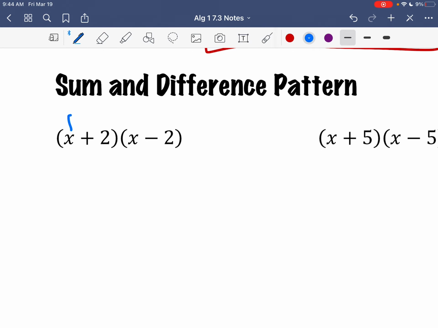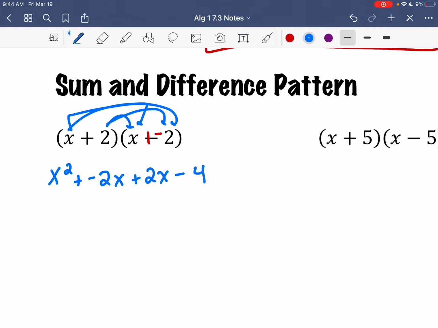So I'm going to distribute. x times x is x to the second. The x times the negative 2 is a negative 2x. The 2 times the x is positive 2x. The 2 times the negative 2 is negative 4. These middle terms are like terms, so I can add them. Negative 2x, positive 2x, well, those just give me 0. So I'm left with x squared and then the negative 4. So I end up with x squared minus 4.